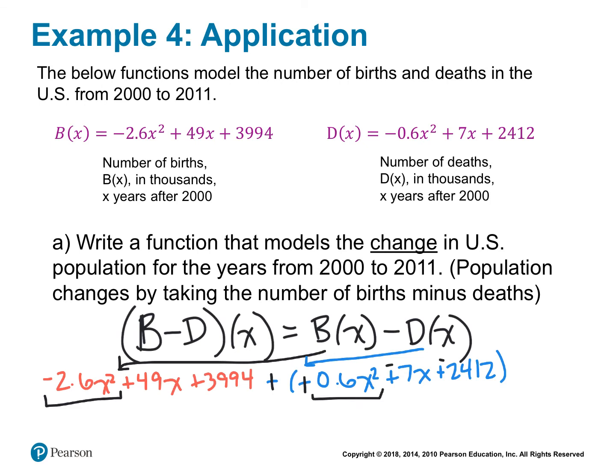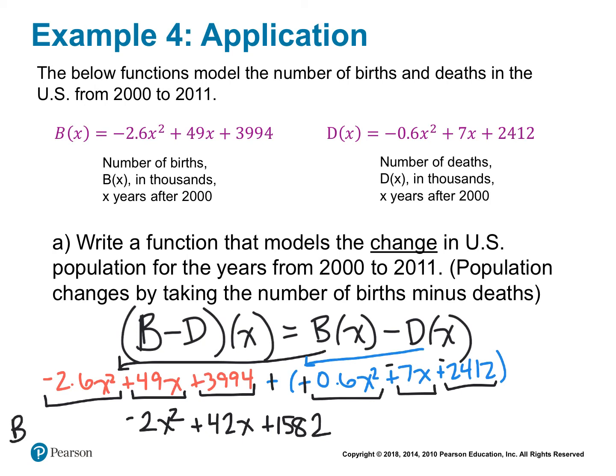That leaves me with negative 2x squared. I can put 49x minus 7x would be positive 42x. Then 3,994 minus 2,412 is 1,582. So that is our birth minus death function formula.